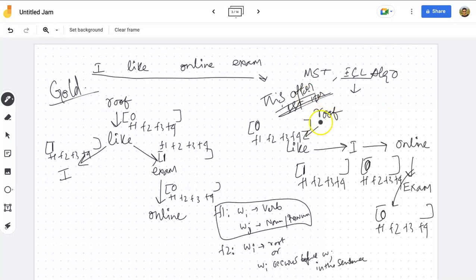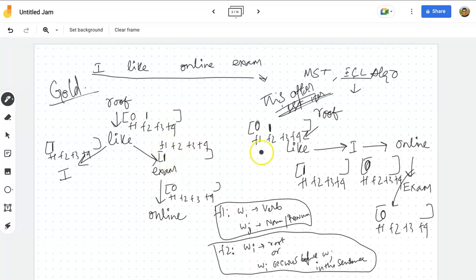So first, root to like. Obviously this is the OR condition, so if any one of the conditions is fulfilled, then this feature will be 1. So wi is root. So root to I, obviously wi is root, so it is fulfilled. So F2 is 1. Similarly for here also, F2 will be 1.